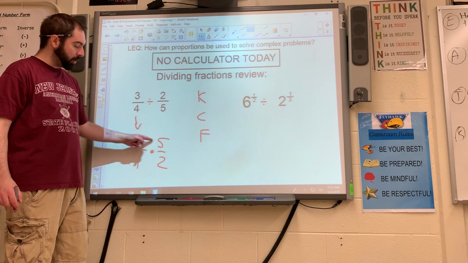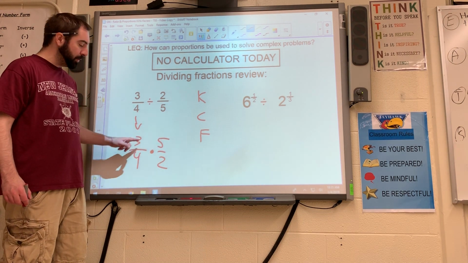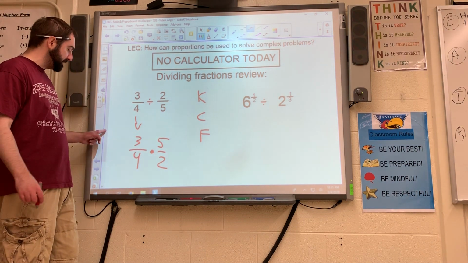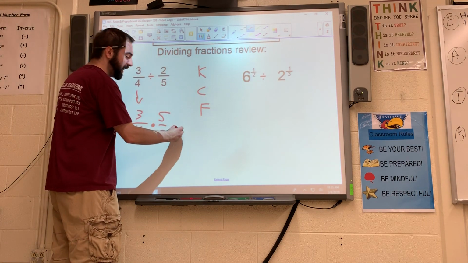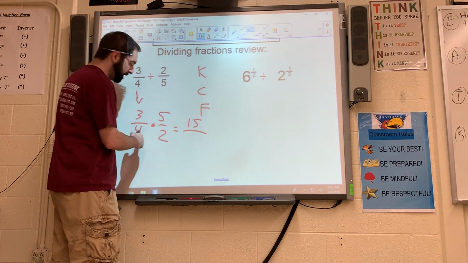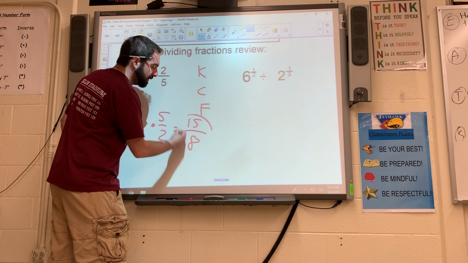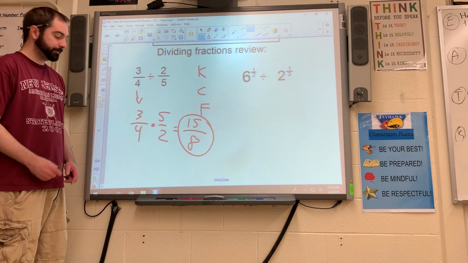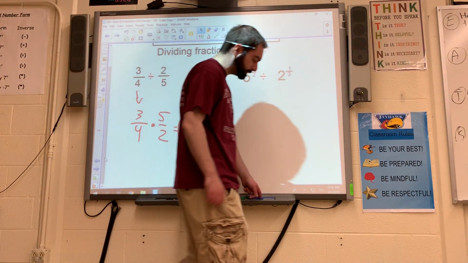We're going to multiply across the top and across the bottom. Numerator times numerator. Denominator times denominator. 3 times 5 is 15. 4 times 2 is 8. 15 over 8.